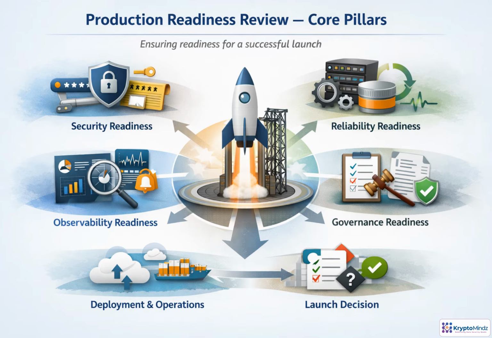A production readiness review is the systems check before launch. The goal is not to prove the team worked hard. It is to decide whether the service can operate safely under real conditions. Security asks whether the right people can do the right things and whether secrets and tenants are protected. Reliability asks what happens when dependencies slow down or fail. Observability asks whether the team will know what is happening quickly enough to respond. Governance asks who owns decisions, approvals, evidence, and retention. Deployment and operations ask whether rollout, rollback, support, and incident response are ready. Only then should the launch gate turn green.